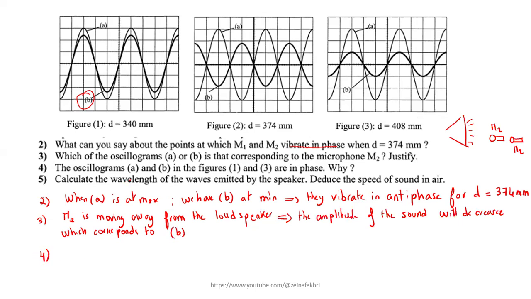Now, part 4. The oscillograms A and B in figures 1 and 3 are in phase. Why? If I look at figure 1 and figure 3, I notice that when A is at the maximum, B also is at the maximum. When A is at the minimum, B also is at the minimum, whether in figure 1 or in figure 3, which means that A and B in these figures are in phase.